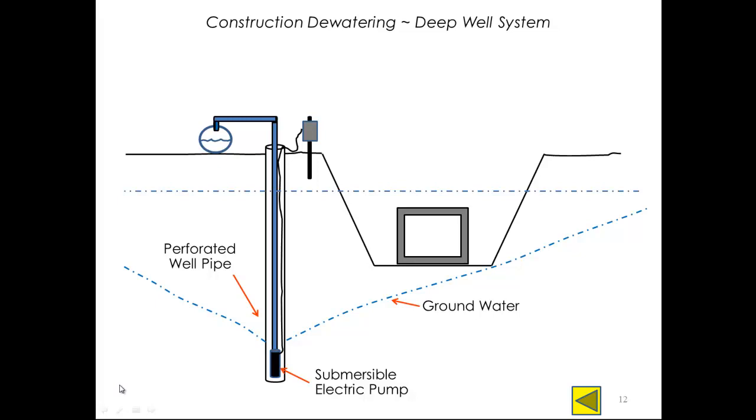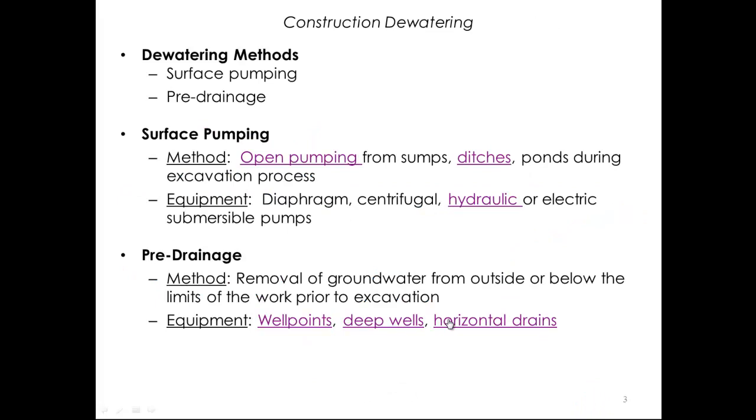And here's kind of how that system operates. It's very similar in concept to the well point, but the exception is that the water flows by gravity to the perforated section and then is pushed upward by the pump into the discharge line. Our last system is the horizontal underdrain system, and this system was initially developed for dewatering farm fields.